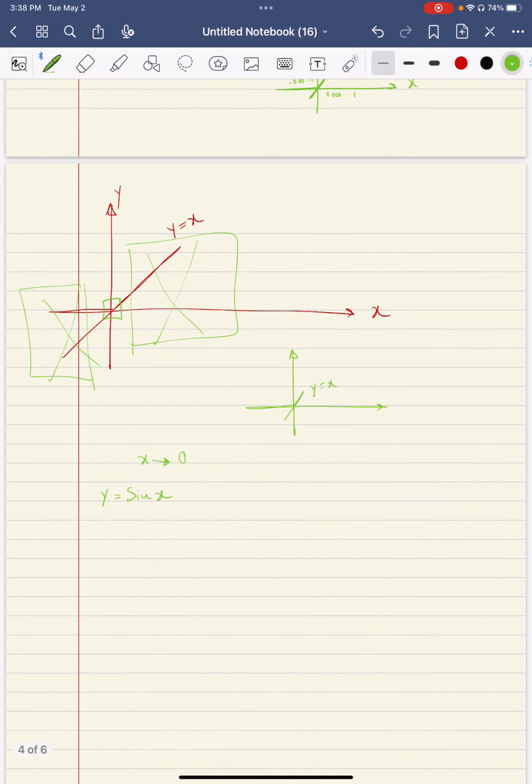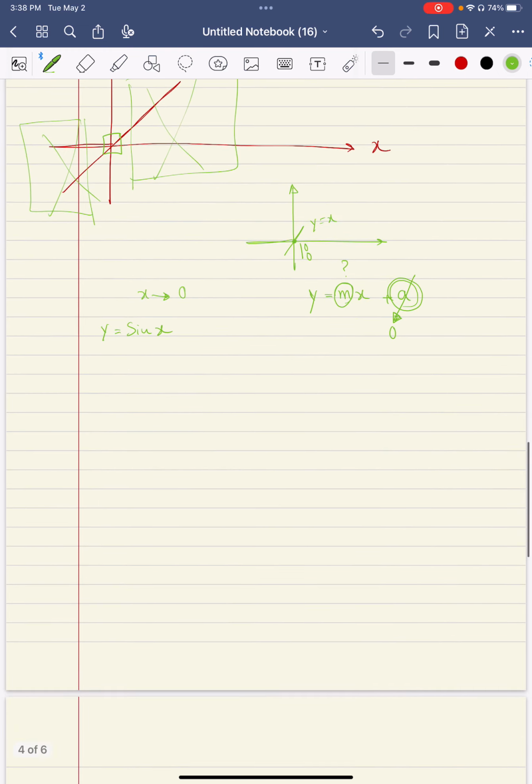If you zoom in, this would be just a line. So to have a line, we have this equation, y equals mx plus a. We do know what the a is. Why? Because we have a point in here which is 0 and 0, right? So the a is 0 for sure. But we do not know the tangent line, or we do not know the m. So let's find the tangent line, or m, for sine x.